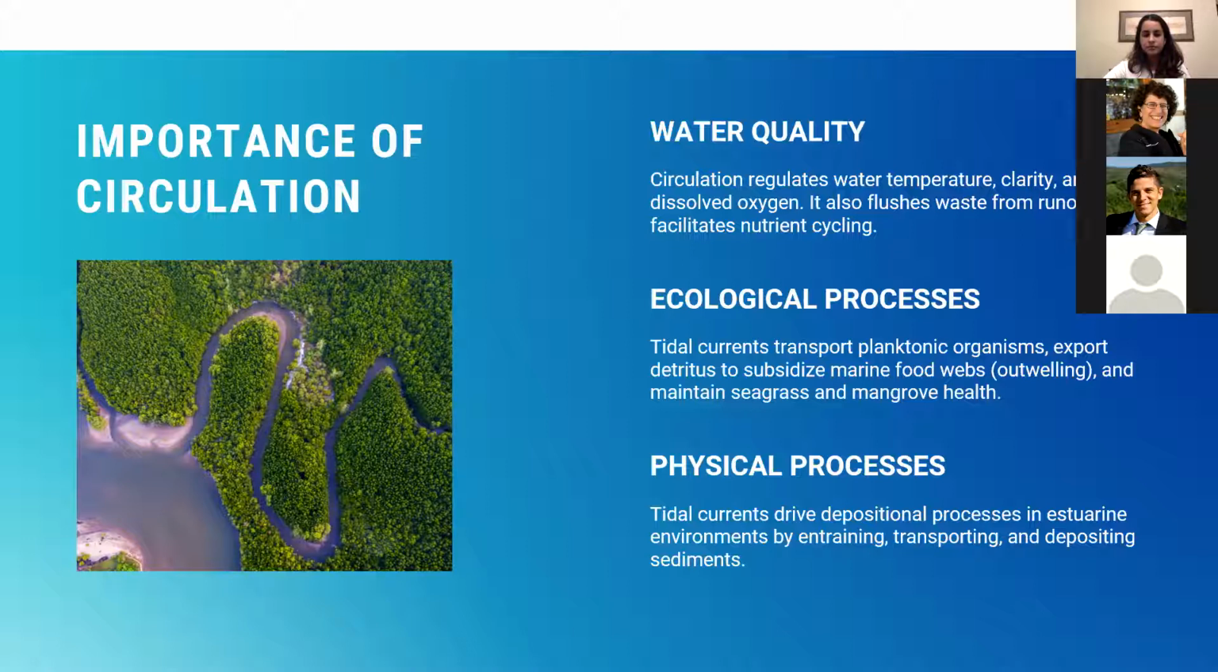And then finally, some physical processes as well. Depositional processes are very important in estuaries. You have all of this sediment coming in through the rivers, and it's being reworked in the estuaries, and that helps to maintain salt marshes. It helps to maintain mangrove communities, barrier islands, and that whole process is driven by circulation. So for all of these reasons, circulation is really seen as a critical component to restoring estuaries, and any restoration efforts that don't specifically address circulation are likely to be ineffective.